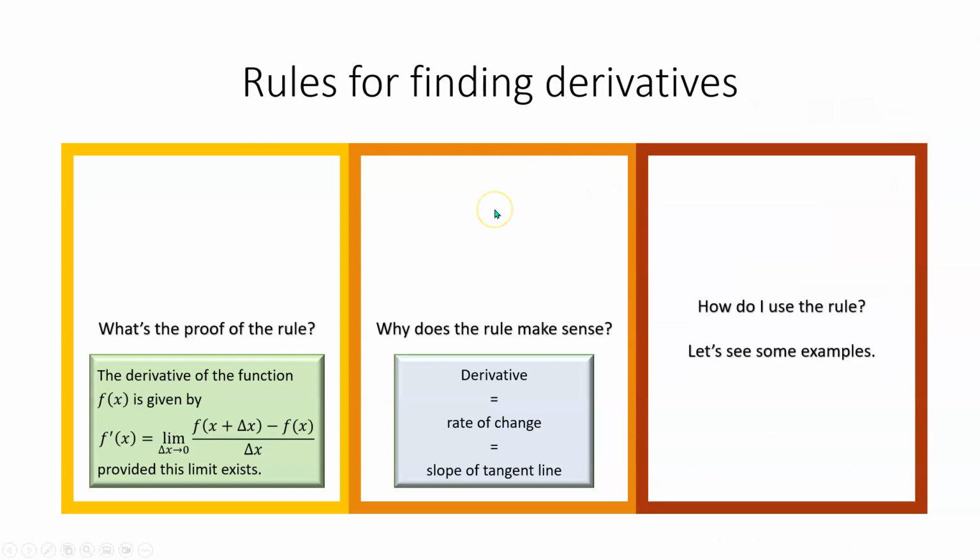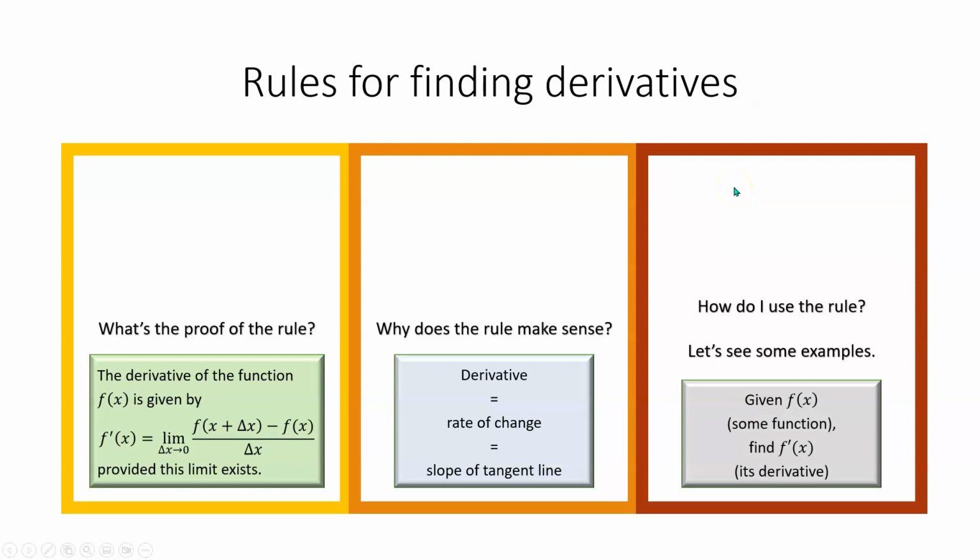And then I am going to be focusing a lot on how the rule works, how each rule is used to actually find derivatives of specific functions. I'll be working through examples that show you how the rule works in practice so that you can use it to find derivatives of your own functions. So that's going to be all about, given some particular function f of x, what is the derivative of that function? What is f prime of x?